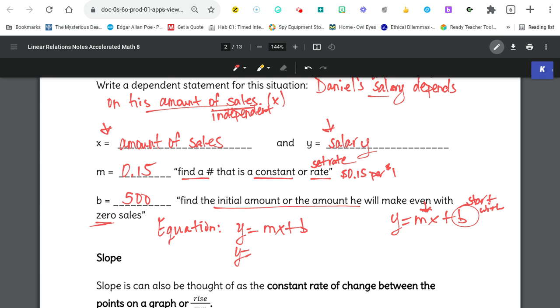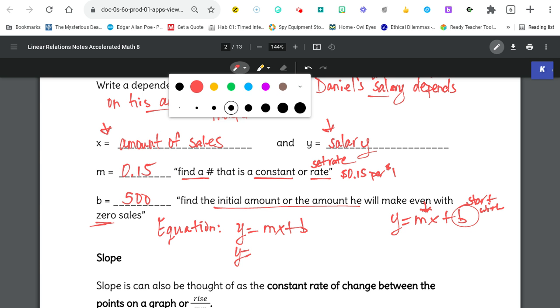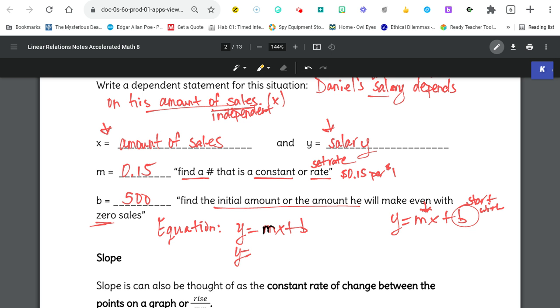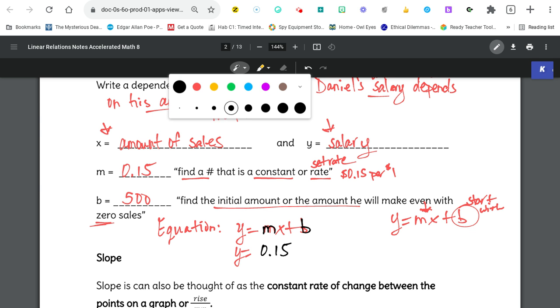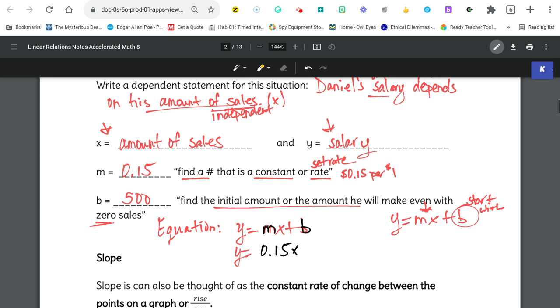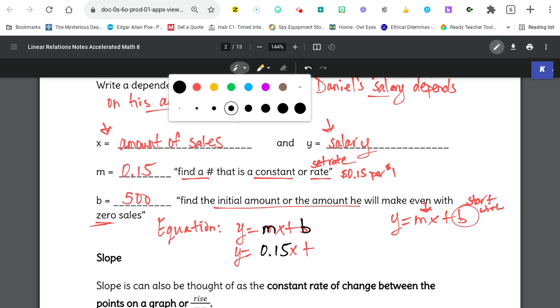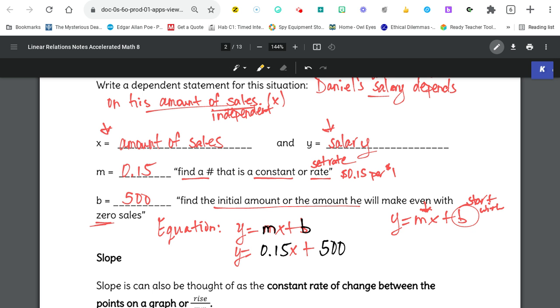So when you write an equation in slope-intercept form, basically you're just going to be replacing m and b. And you'll be keeping y and x. So what is m? M is 15 cents. You keep your x and your y. I meant to do that in red, color code, because I'm keeping the x and the y. All right, plus what is your b? The initial amount was $500.